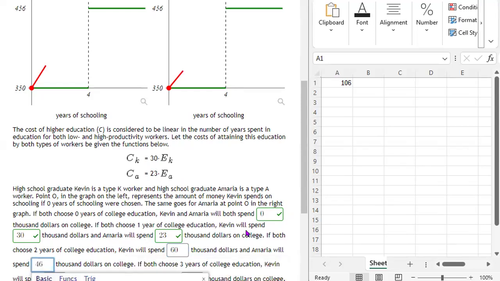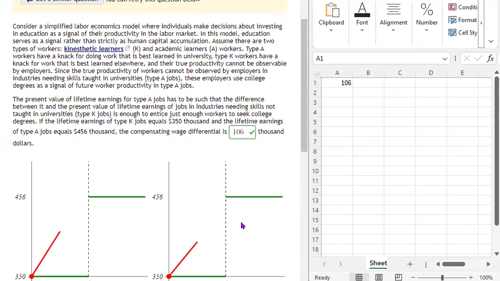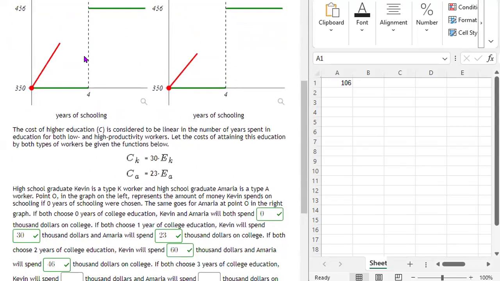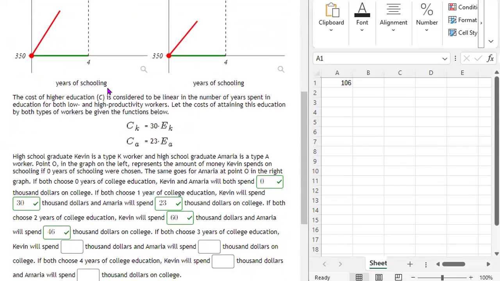Again, maybe Amira is getting scholarships and doesn't have to pay for tutoring. Kevin doesn't qualify for the scholarships and is paying for tutoring. So it's costing him more money, right? Neither one has yet to acquire the signal. They haven't graduated yet. So they're still considered type K workers, both of them.